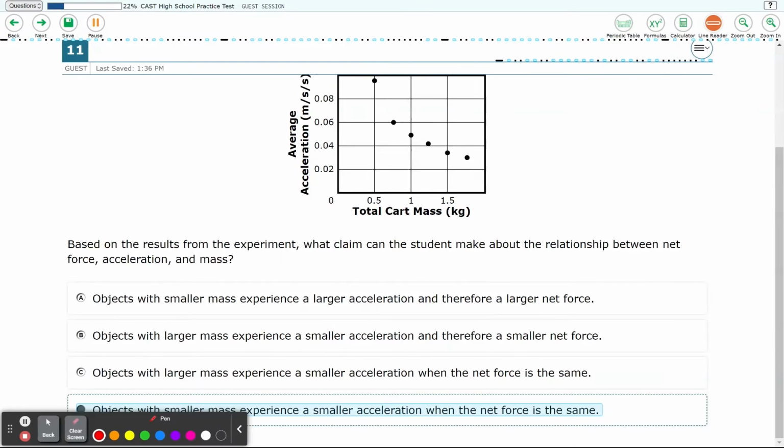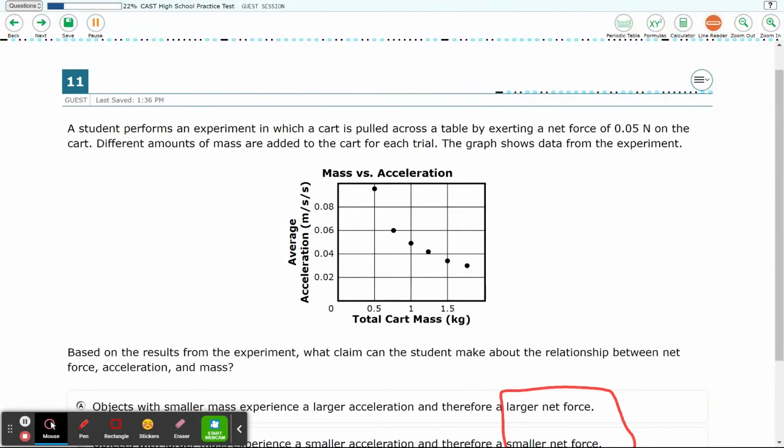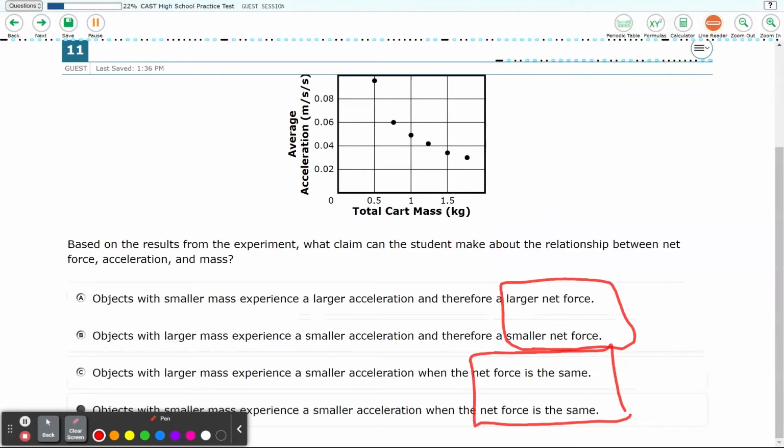The first thing to notice here is that two of these have the net force changing and two of them have the net force staying the same. Well, let's take a look at the problem. It says that we're doing this experiment by always exerting a net force of 0.05 newtons. So every single one of these trials had the exact same net force. So based on this experiment, we're going to be talking about things where the net force is the same. So that eliminates A and B.